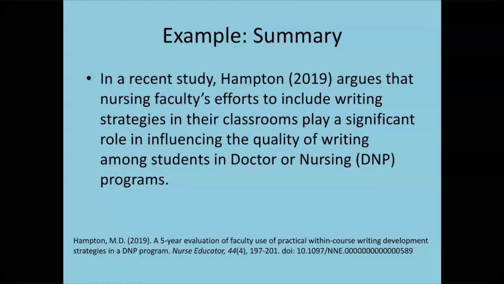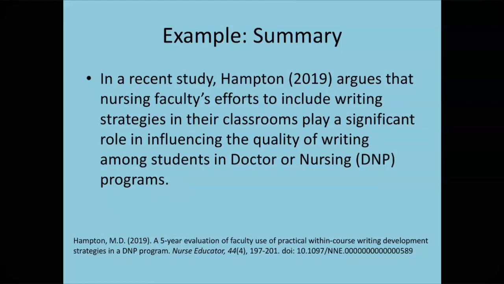So I've taken a couple of passages from an article published in Nurse Educator in 2019 to show you some in-text citation strategies. When you're summarizing, usually you put a lot of information, maybe the whole content of the paper, in a few sentences, just to give your reader a quick overview. So a lot of information goes into a small amount of text. And here I chose to actually include the author's name within my sentence. So this is how I then use the in-text citation.